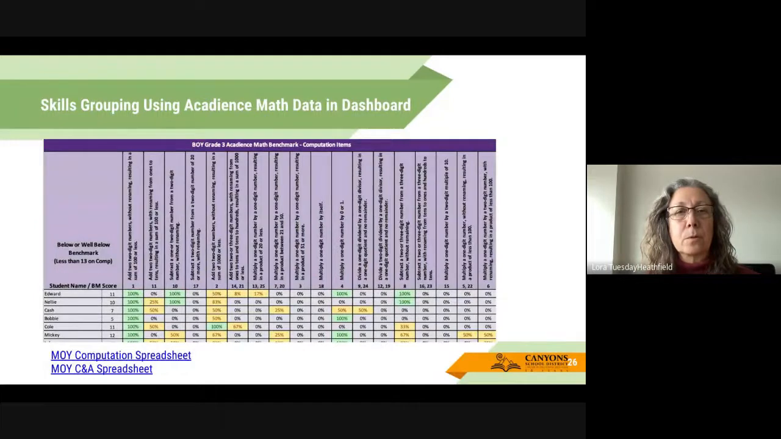Another way to group students is to take that data from data dashboard and put it into an Excel spreadsheet and look at the different skills across the top columns and do some sorting and determine which students might need additional support. We've linked those spreadsheets for you if you'd like to use them. Your instructional coaches also have access to those spreadsheets and could help you do that if you wanted to do a little more fine-tuned sorting with them.